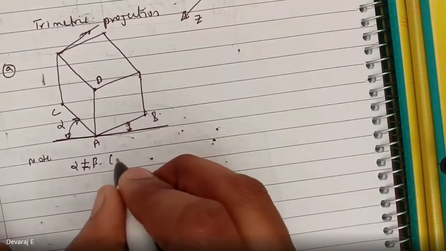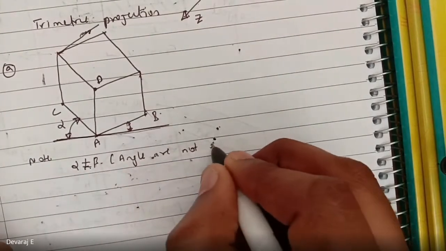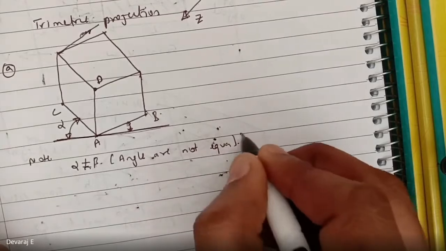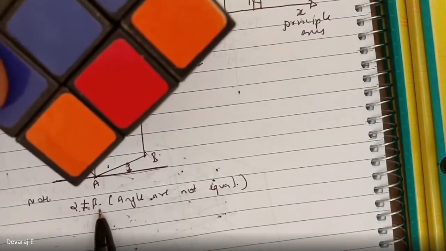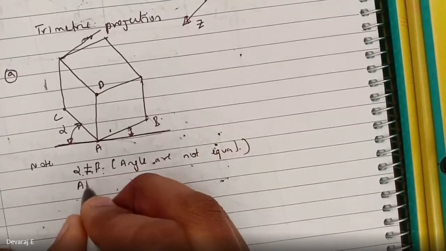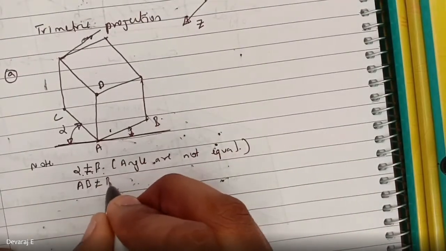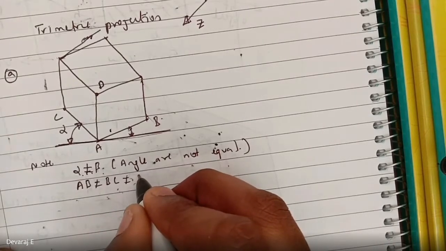The angles are not equal. Yes, this indicates the angles are not equal. So if you keep inclining this cube in this way, alpha will not be equal to beta. As well as, write down, AB distance will not be equal to BC, and BC distance will not be equal to AD.